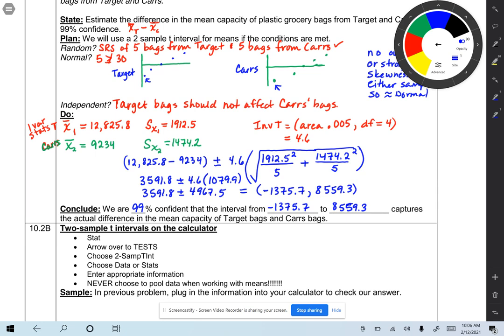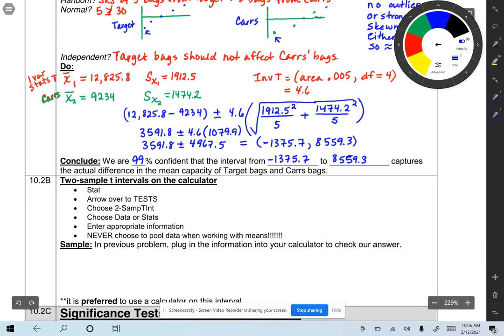And then we will look at a follow-up question. Since 0 is in the interval, it is possible there is no difference in the two bags. So since 0 is in the interval, it is possible that there is no difference in the two bags.